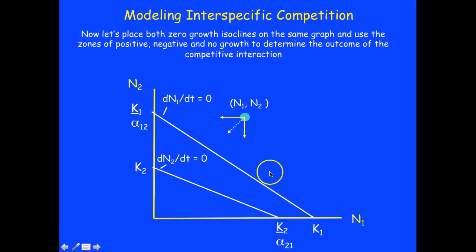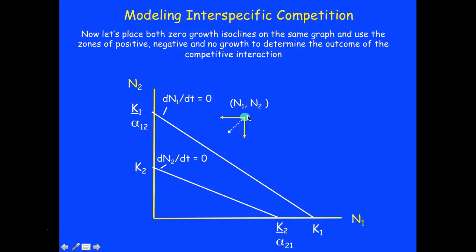So now we can put them on the same graph, and we can use these no-growth isoclines to determine the outcome of competition. Here we have the no-growth isocline for species 1, shown here, dN1/dt is 0, and here is our no-growth isocline for species 2. So this is dN2/dt equals 0. We can go through some examples to understand how the population densities of both species are going to change based on a starting density and the no-growth isoclines.